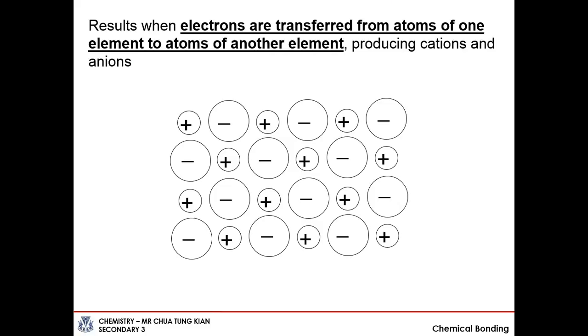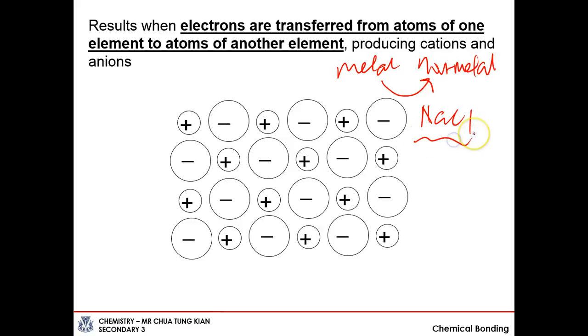The next thing you will need to know is how the ionic bond is formed. It is formed when electrons are transferred from one atom to another atom. And this is usually metal and non-metal. So electrons are transferred from the metal to the non-metal. For example, sodium chloride. This is an ionic compound. Sodium has 1 valence electron. Chlorine has 7 valence electrons.